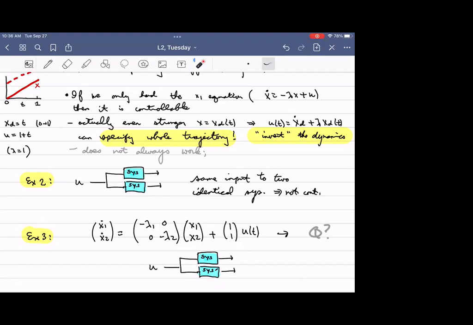Okay, so maybe take a minute and just play around with this and see if you can get a sense of whether this is possible.